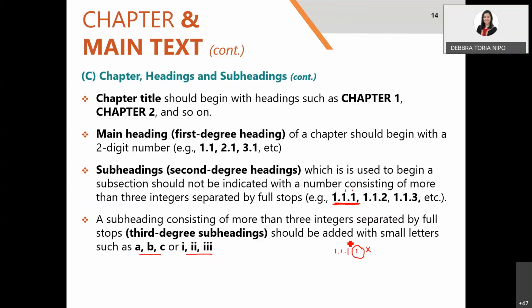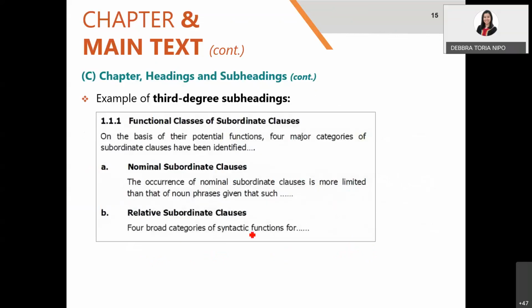It should be added with small letters such as A, B, C or 1, 2, 3 in Roman numerals. I'll just show you the example, in case you are not able to imagine how it looks like. This is an example of third degree subheadings. This is the furthest you can go. There should not be 1.1.1.1. This is already wrong. If you have more subheadings here, present it as A, B, C, and so on, or 1, 2, 3, and so on. This is how you should do your subheadings, especially for third degree subheadings.